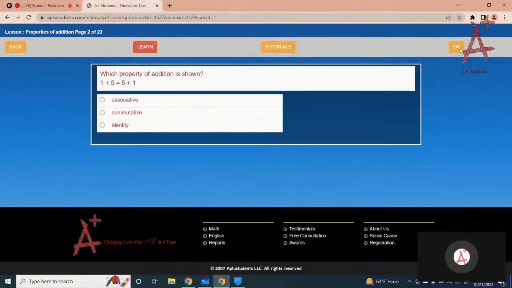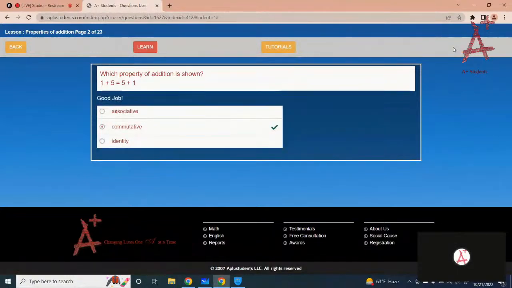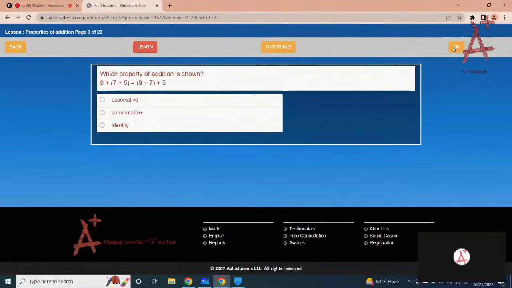Okay, the next one is 1 plus 5 equals 5 plus 1. So on both sides, the numbers are exactly the same. So whenever you have two digits involved in an equality, it would be the commutative property. Got it? So it is commutative. Select the correct option and then click on the OK button. Yes, Kelly, it is commutative.